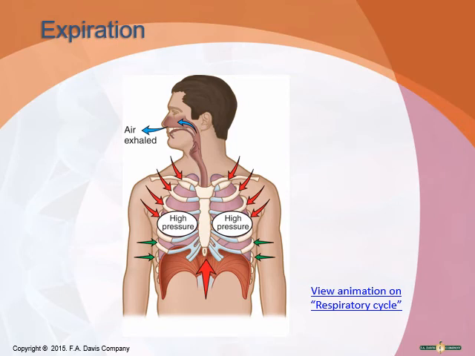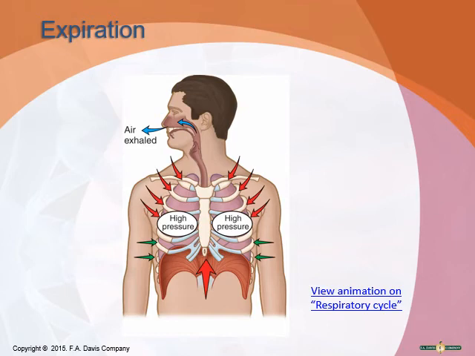Now we have filled all of the bronchi and the alveoli with tons of air molecules, which then creates increased pressure within. So now the high pressure is inside the lungs, and it's higher than the atmospheric pressure. So which way does air want to move now? It wants to move out.